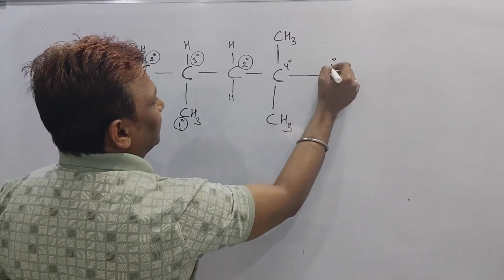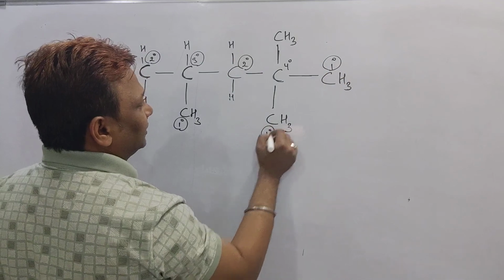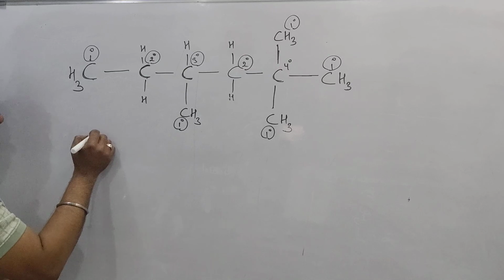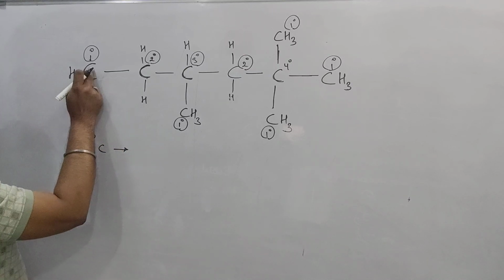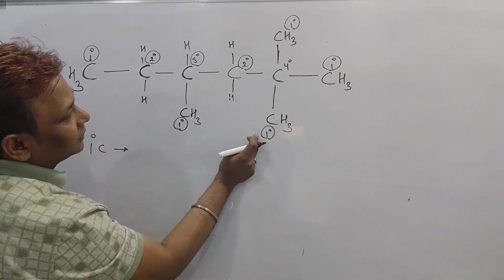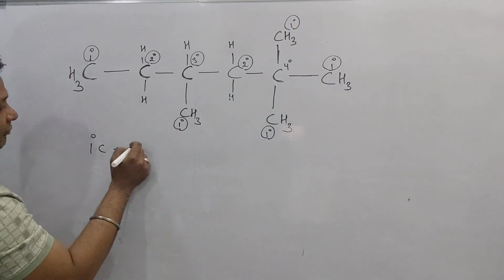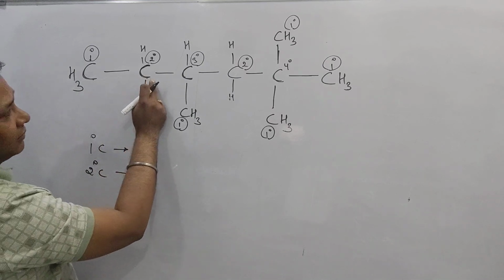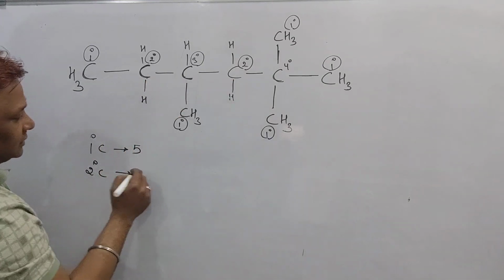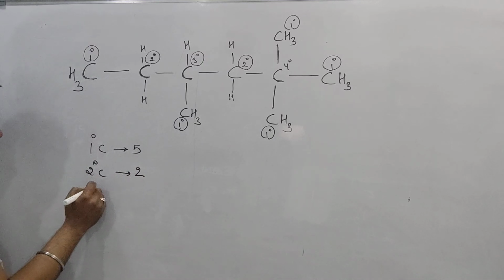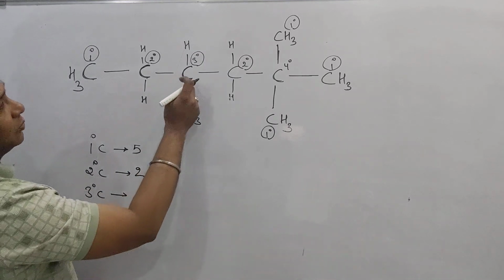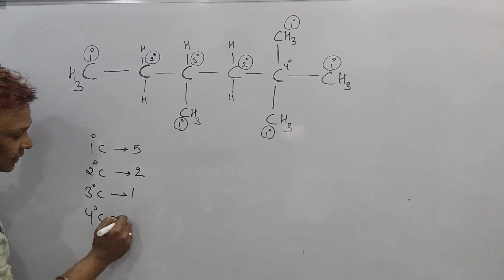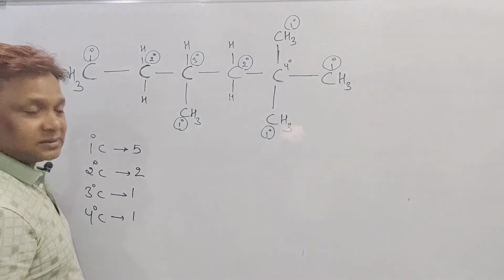This is a primary carbon, this is a primary carbon and this is a primary carbon. See beta, how many primary carbons are there? So 1, then 2, 3, 4, 5. Beta, how many secondary carbons are there? This is a secondary one, more 2. So 2 are there. How many tertiary carbons are there? Only one tertiary carbon is there. How many quaternary carbons are there? Only one quaternary carbon is there.